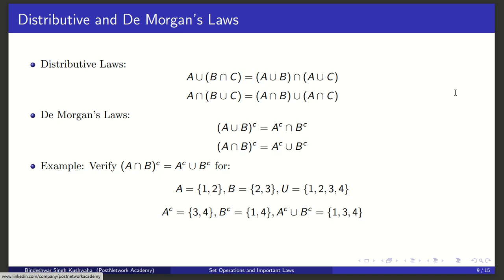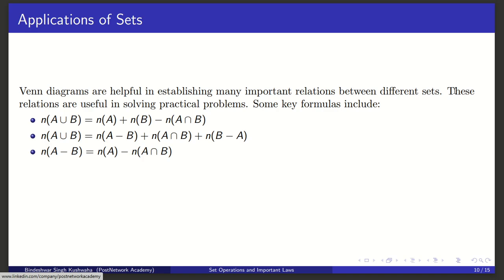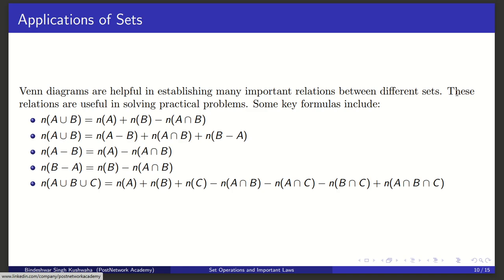You can verify this very easily. Now let us see applications of sets. Some laws are very important and useful for axiomatic probability and other modern probabilities. The number of elements in A union B is equal to n(A) plus n(B) minus n(A intersection B). The same expression you can write as n(A minus B) plus n(A intersection B) plus n(B minus A). Again, n(A minus B) is n(A) minus n(A intersection B), and n(B minus A) is n(B) minus n(A intersection B). You can verify all these using Venn diagrams.